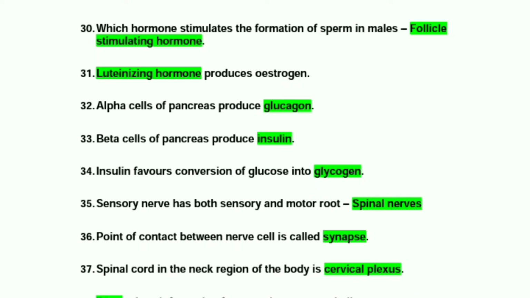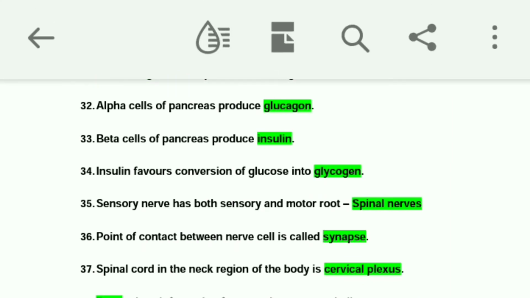Alpha cells of pancreas produce glycagon. Beta cells of pancreas produce insulin. இதெல்லாம் கேட்பாங்க. Alpha cell of pancreas produce dash அதெல்லாம் கேட்பாங்க. இன்சுலின் favors conversion of glucose into glycogen.